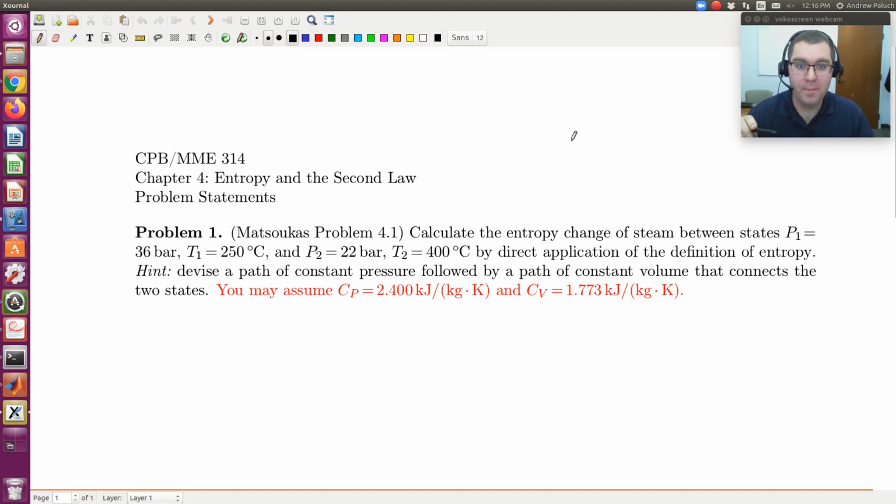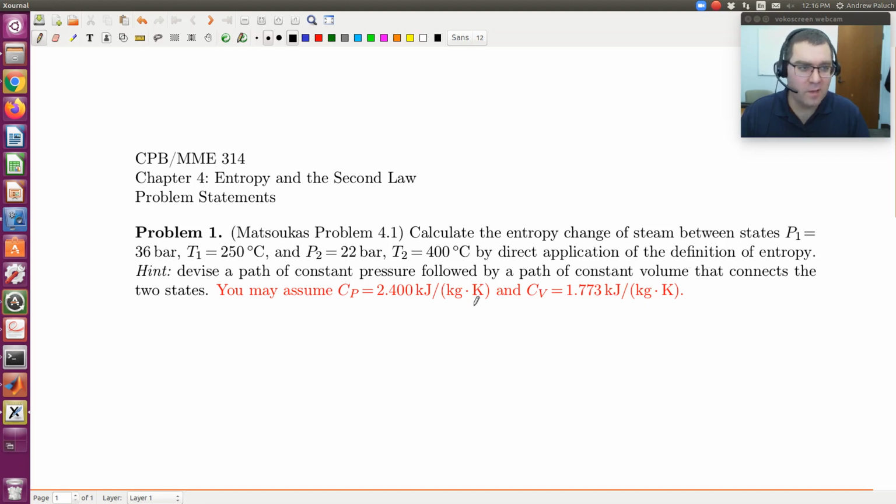So problem 1. Calculate the entropy change of steam between states P1 equals 36 bars, T1 is 250 degrees C, and P2 equals 22 bars, and T2 is 400 degrees C by direct application of the definition of entropy. Hint, devise a path of constant pressure followed by a path of constant volume that connects the two states. We can assume Cp is this value and Cv is that value.